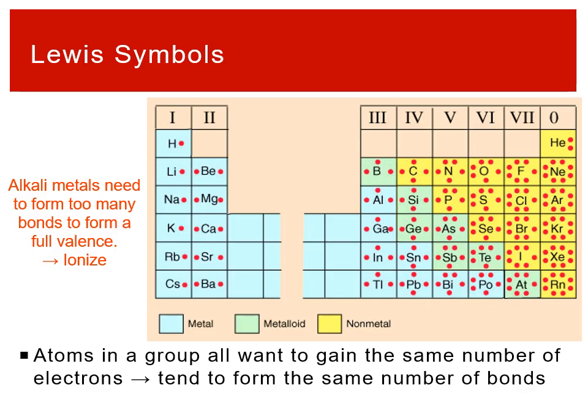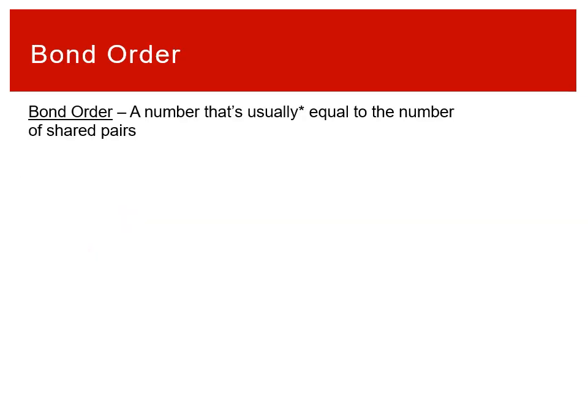That's a lot of bonds to be forming. Sodium would have to gain 7 electrons to form 8 bonds, and that's just too many bonds to form. So they're just going to go ahead and ionize, right? It's just going to ionize instead of forming any sort of bonds. And so that's why metals don't participate in covalent bonding.